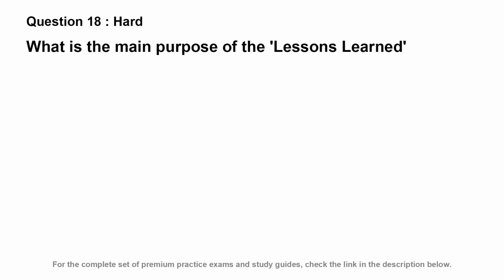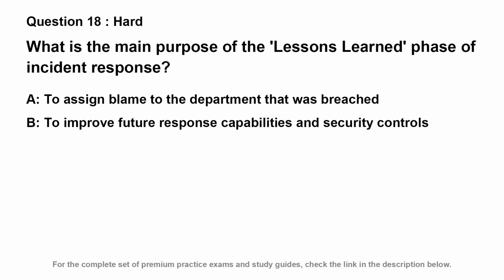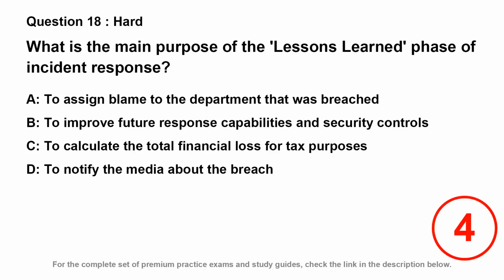What is the main purpose of the lessons learned phase of incident response? Option A, to assign blame to the department that was breached. Option B, to improve future response capabilities and security controls. Option C, to calculate the total financial loss for tax purposes. Option D, to notify the media about the breach.